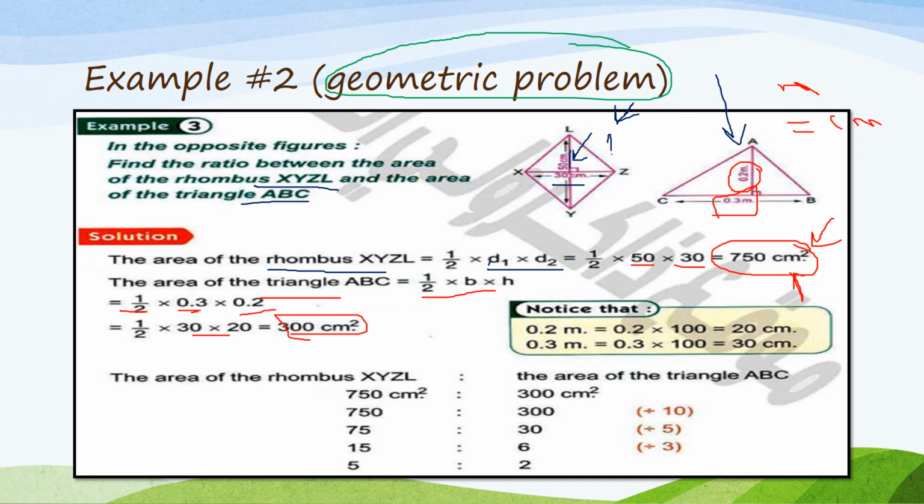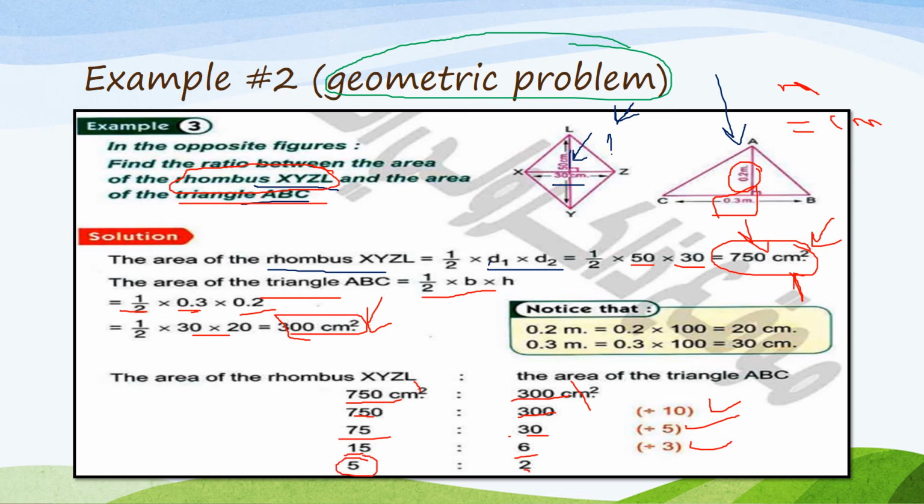So it's easy. We have now followed property number 3, which says that while comparing two ratios together, they have to have the same measuring unit, and now they have the same measuring unit, which is centimeter squared. The ratio between the rhombus XYZL, which is the antecedent here, and the consequent, the triangle ABC. The antecedent comes first, which is XYZL, which is 750. And then the second one, the consequent triangle ABC, which is 300. We're gonna cancel the centimeters squared out.